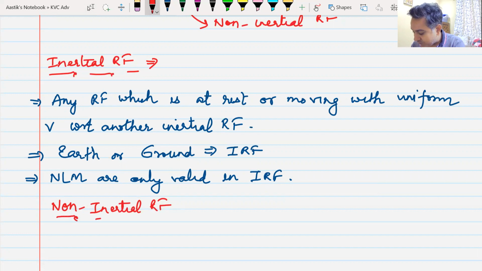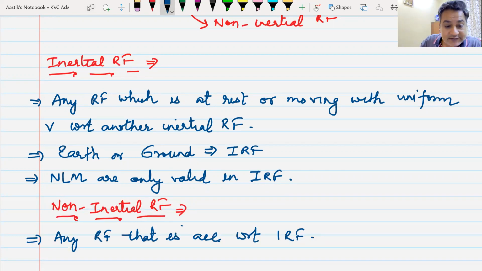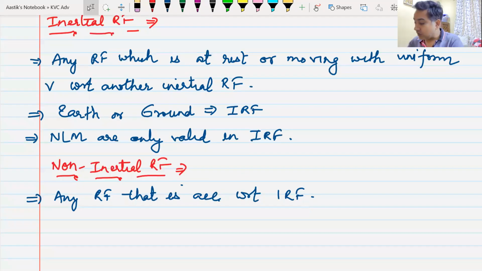Any reference frame which is not inertial is non-inertial. So you can write it that way, or any reference frame that is accelerating with respect to an inertial reference frame is taken as a non-inertial reference frame. Do we understand this? Yes or no? Okay, now remember the most important point.